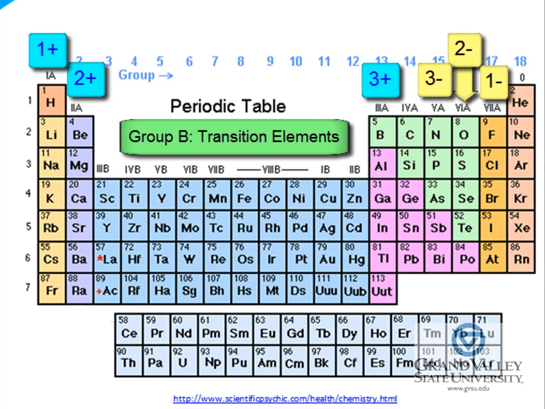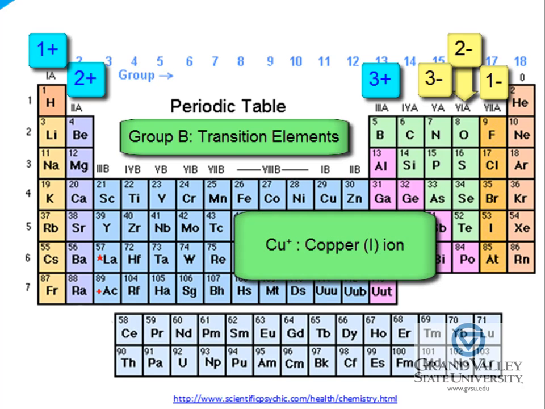These elements are able to have more than one charge, such as copper, which is able to have a 1+ charge or a 2+ charge. To distinguish between an element's oxidation state or oxidation number, write the formula using a Roman numeral. For example, copper 1 would be written as copper with the Roman numeral 1 in parentheses, followed by the word ion. Copper 2 would be written as copper with the Roman numeral 2 in parentheses, followed by the word ion.